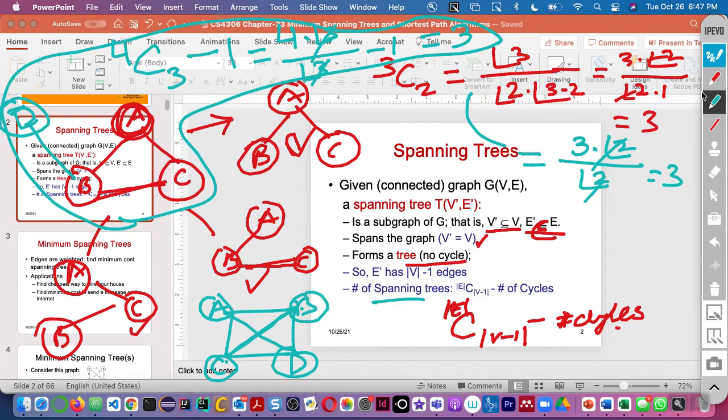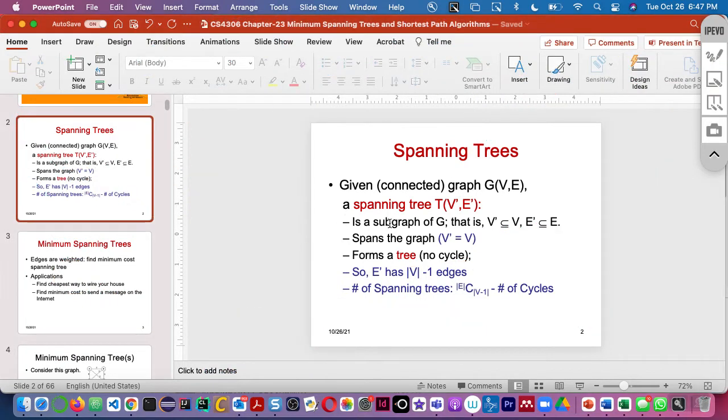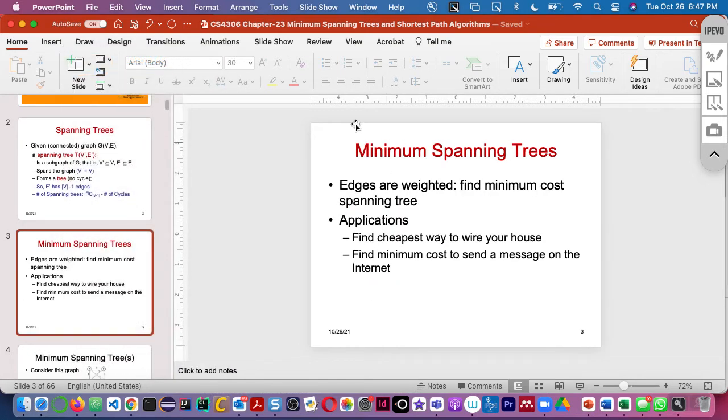So now let us go. Now understand what a spanning tree is. What are spanning trees? There are multiple spanning trees, right? So now the concept of minimum spanning trees. Then how many minimum spanning trees can there be?